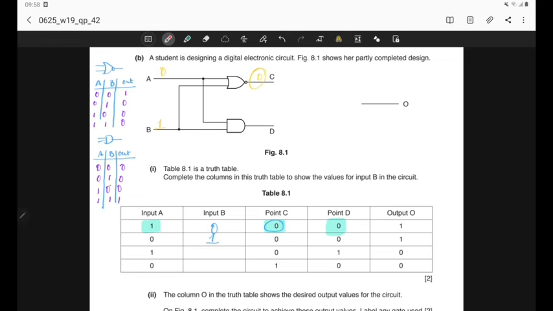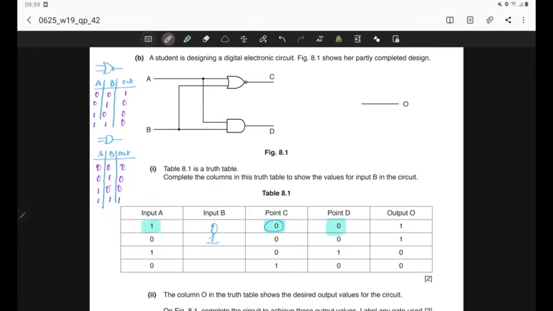So let's look at the truth table and we have 0 at A and 1 at B. So looking at the truth table of AND, 0 and 1, we are supposed to get 0 output. So let's check. Yes, we are getting 0 at point D. It's already mentioned in the truth table. So that value is also correct.